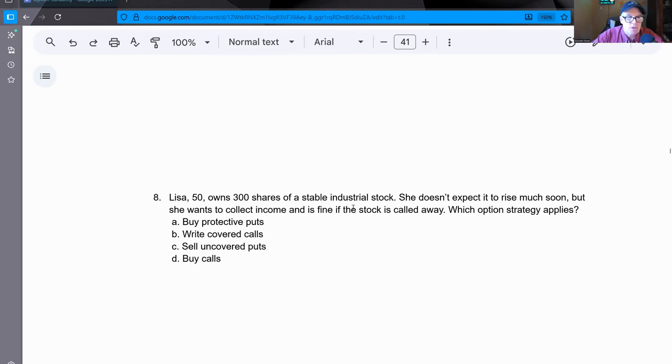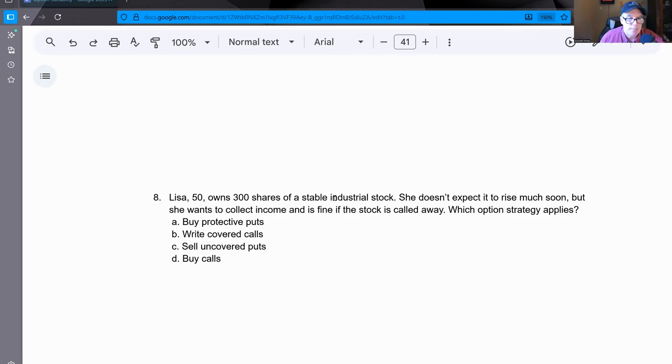Lisa, 50, owns 300 shares of a stable industrial stock. She doesn't expect it to rise much soon, but she wants to collect income and is fine if the stock gets called away. Which option strategy applies? I think we're going to go with write covered calls. And my dog is looking at me like I'm nuts. Okay, so Lisa owns stock. She's looking for income. She's going to sell covered calls.